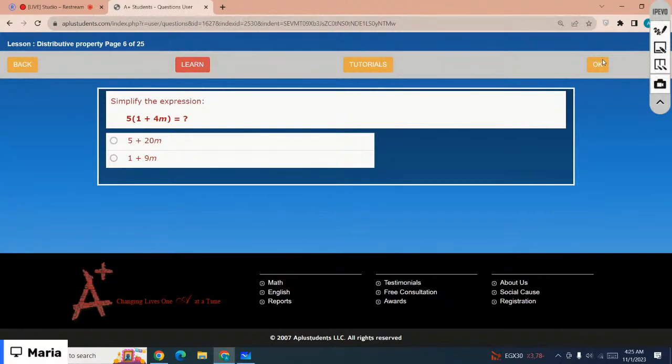Simplify the expression 5 times 1 plus 4, and which is the correct option? The correct option is option number 1. Very good.